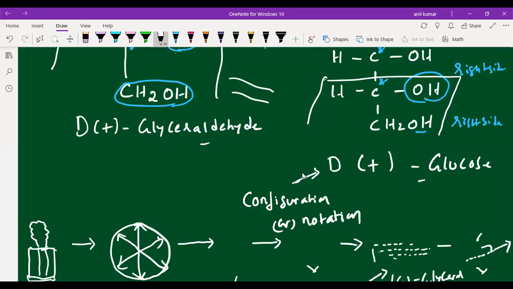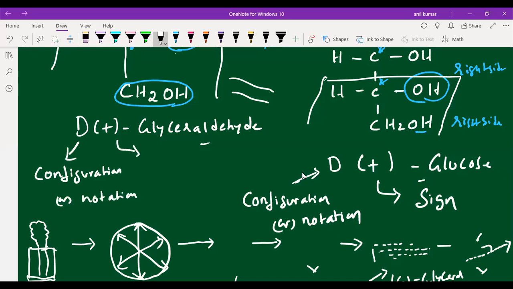D we are calling it as configuration or notation. And what is this plus? Plus means we are calling it as sign. Okay, plus is sign. So both are different, students. Don't get confused. D we are calling it as configuration or notation, and plus we are calling it as sign. Understood, students? Both are different.